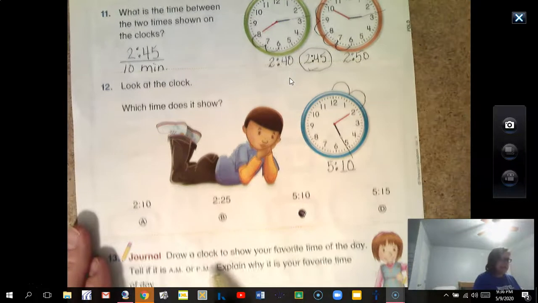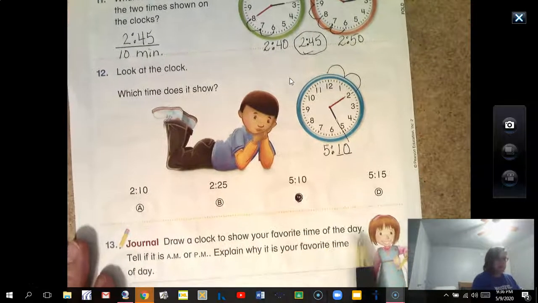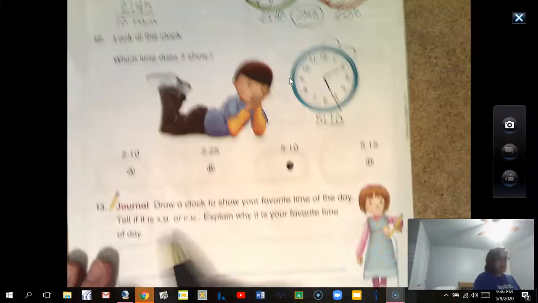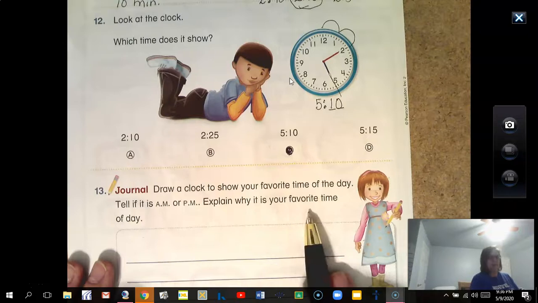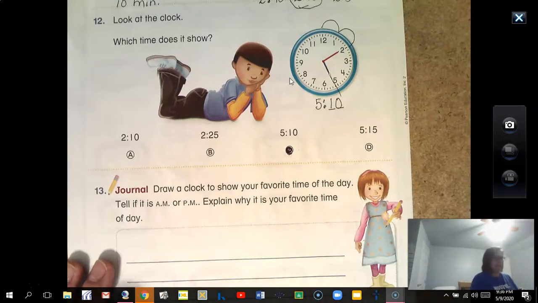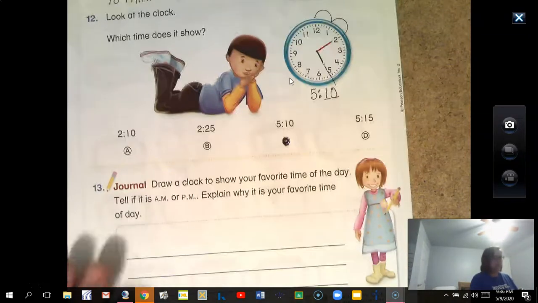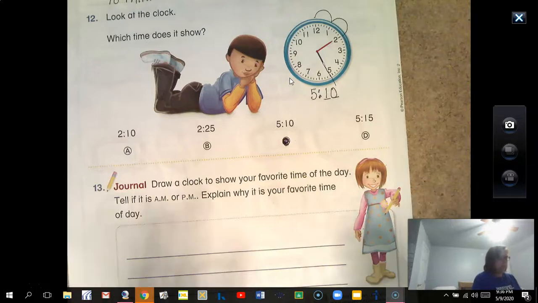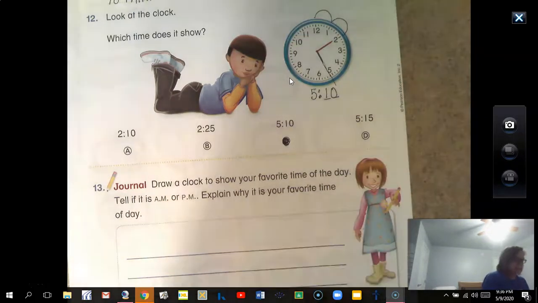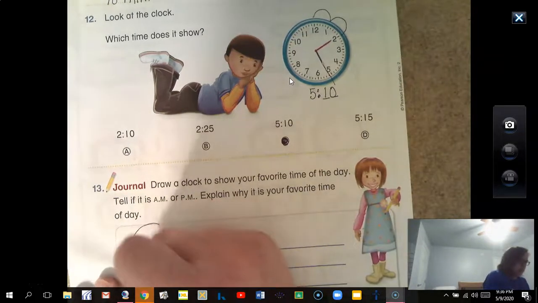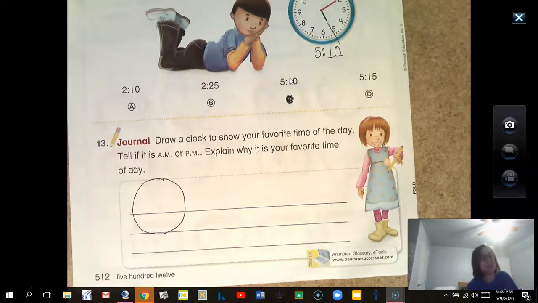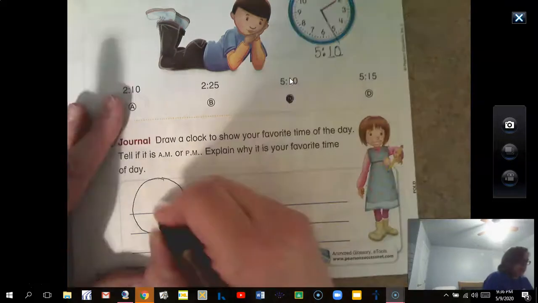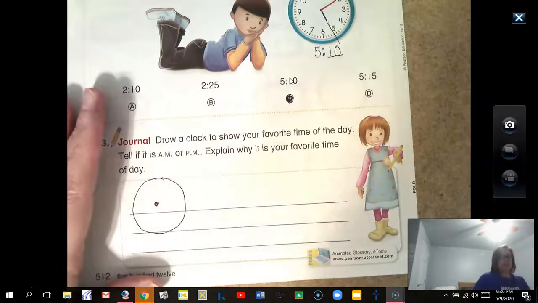Down here it says draw a clock to show your favorite time of the day. Tell if it is AM or PM and explain why it's your favorite time of the day. Okay, so boys and girls, what I'm going to have you do is draw a circle on your paper. We did this before in class, but I want to do this again just so that I can kind of remind you.